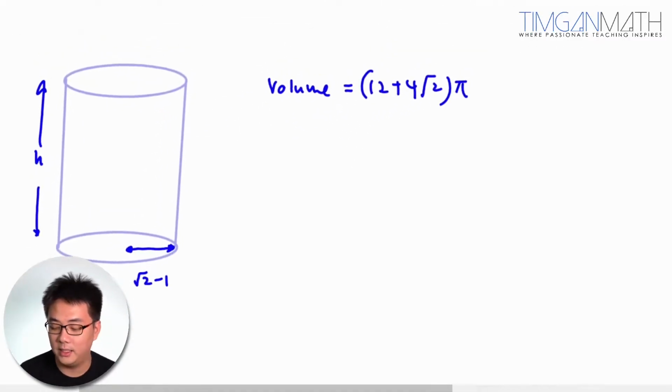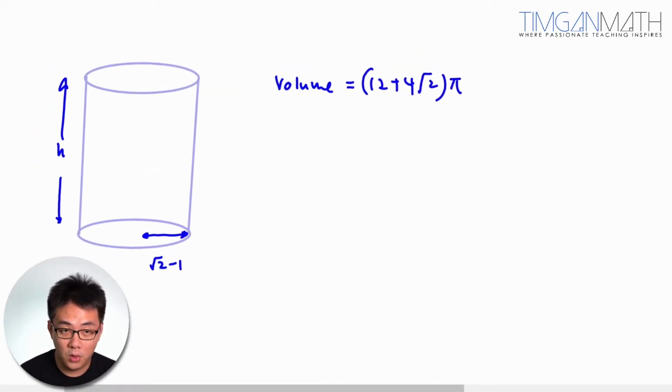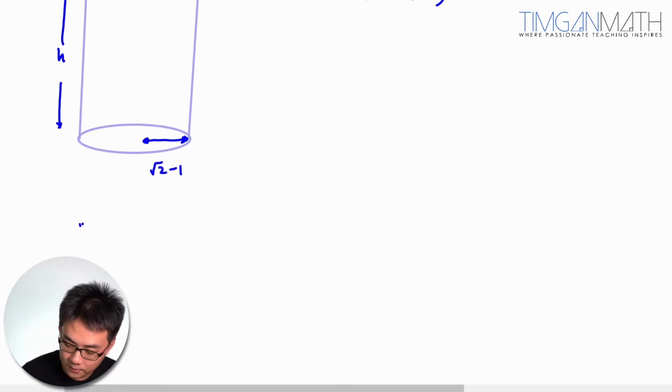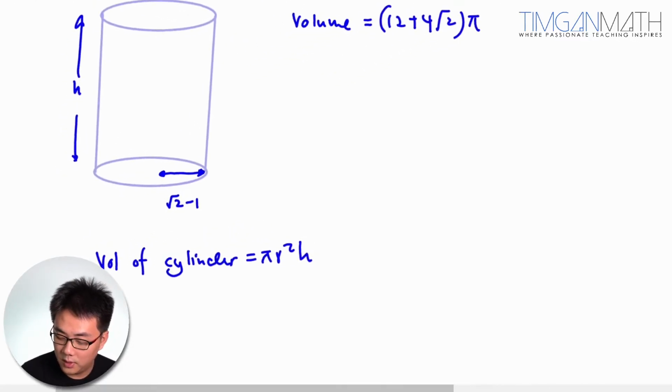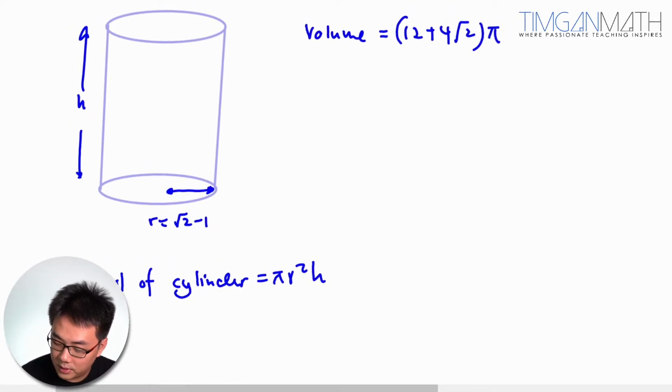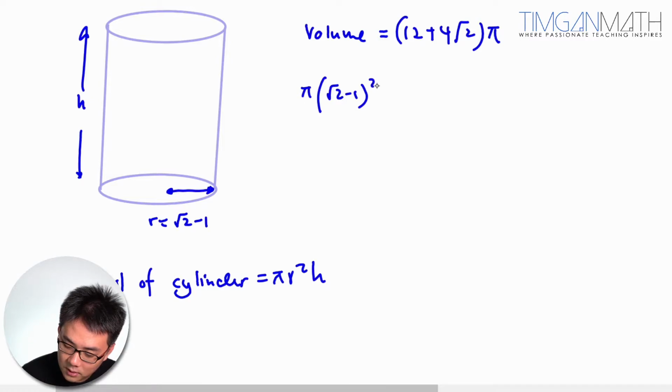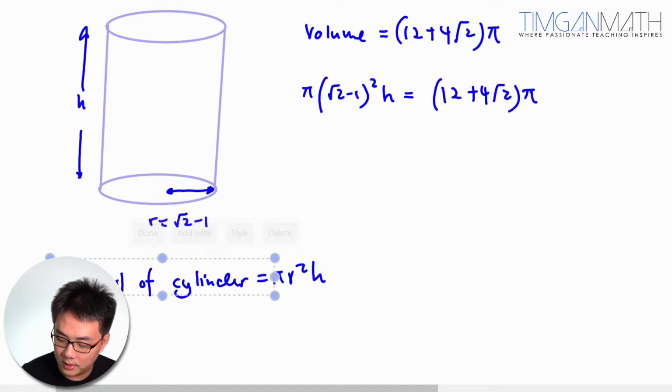By looking at the volume of this cylinder, we know that the volume of a cylinder is base area times height, which is pi r squared h. So this is pi r squared, so it's root 2 minus 1 squared times height equals 12 plus 4 root 2 times pi. So this is what you do.